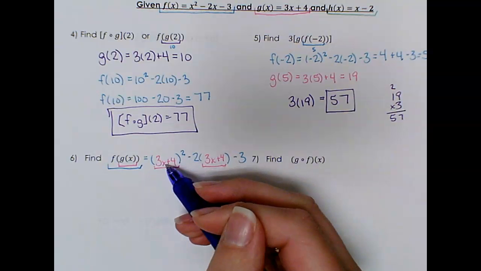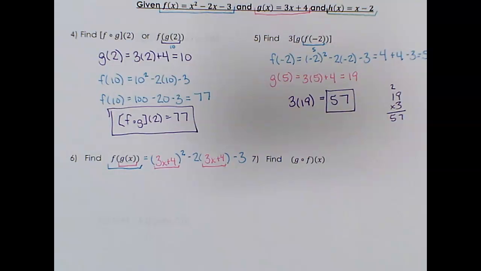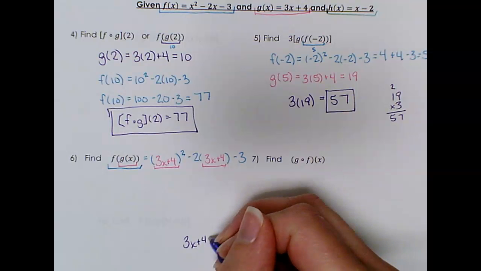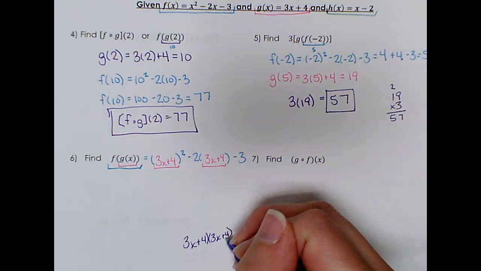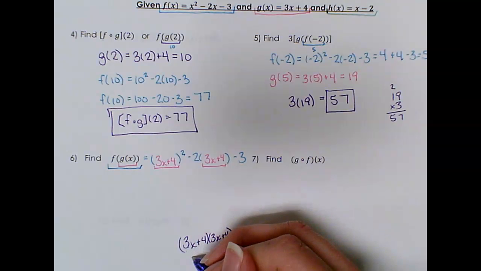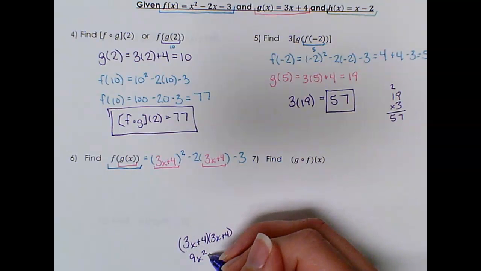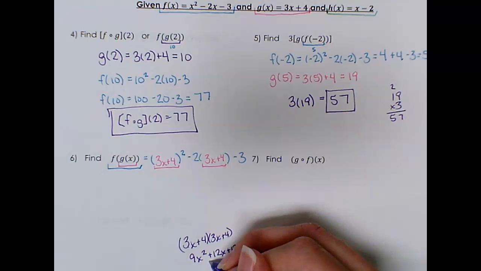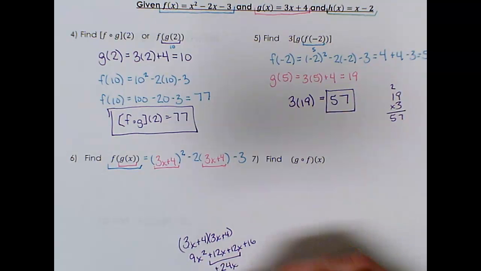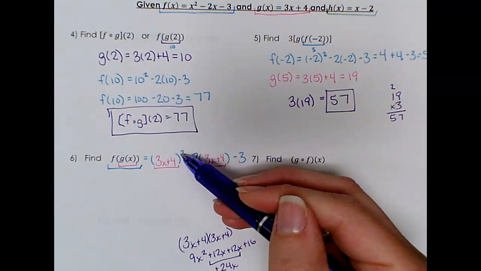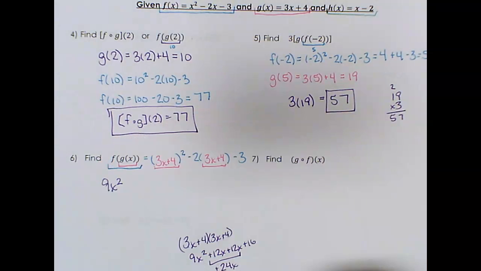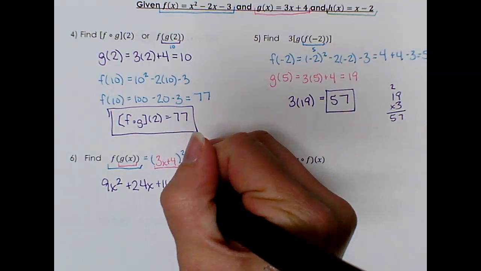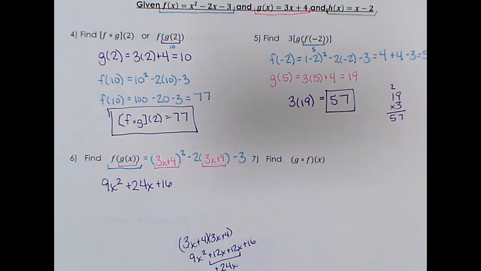I know that 3x plus 4 squared means that I need to FOIL 3x plus 4. So I'm going to go ahead and do that out to the side. 3x plus 4 times 3x plus 4, just to get it out of the way. 3x times 3x is 9x squared. 3x times 4 is plus 12x. This is another plus 12x. And 4 times 4 is 16. These two make 24x. So whenever I FOIL this, I have 9x squared plus 24x plus 16, because that's what I got when I squared 3x plus 4.